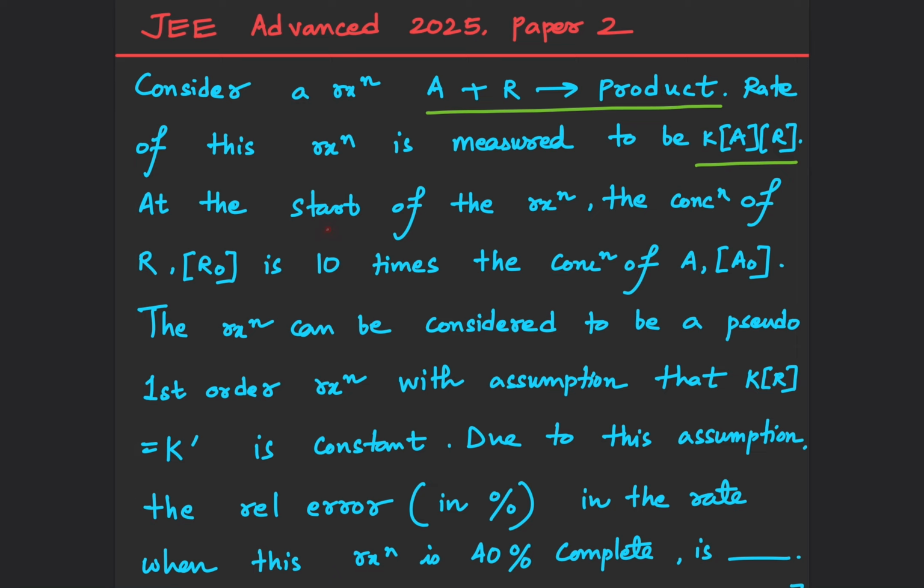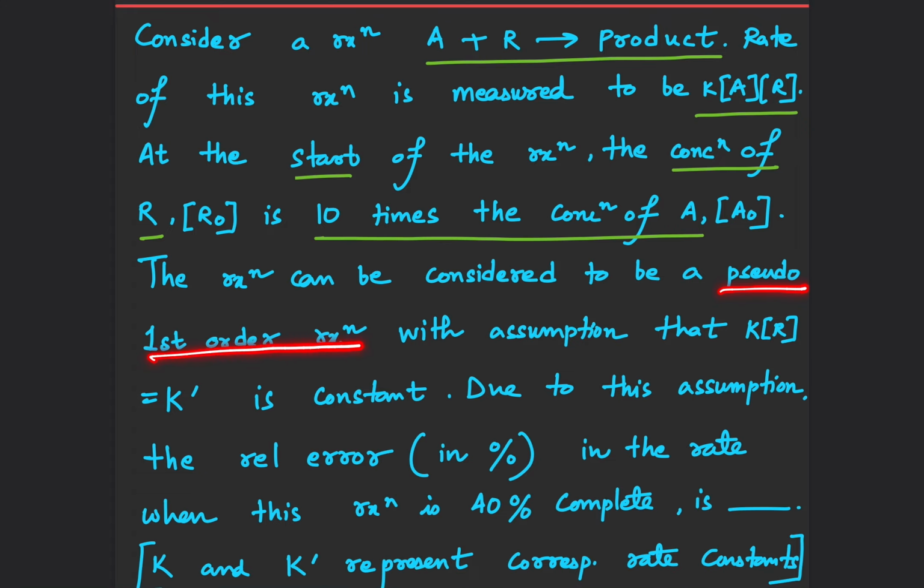At the start of the reaction, the concentration of R, that is R naught, is 10 times the concentration of A, that is A naught. Important. Concentration of R is 10 times the concentration of A at the start. Cool. The reaction can be considered to be a pseudo first order reaction with the assumption that k into the concentration of R is equal to k dash.